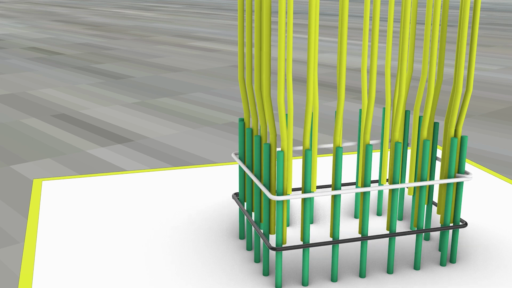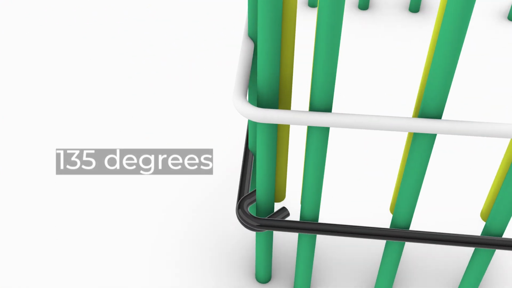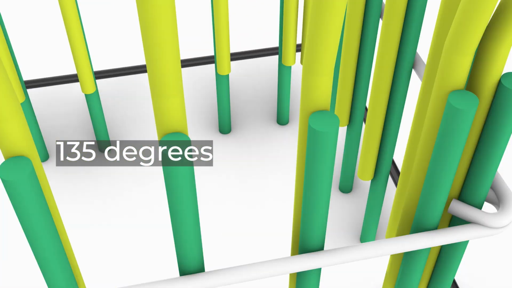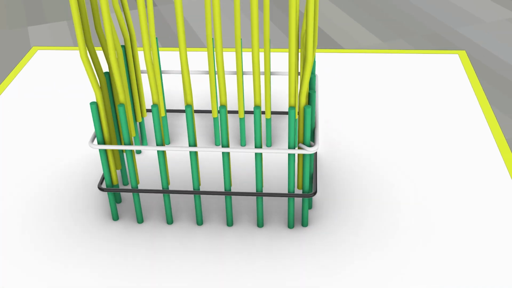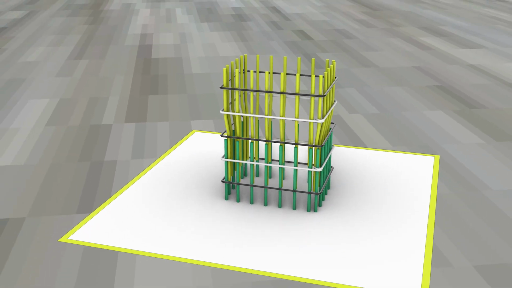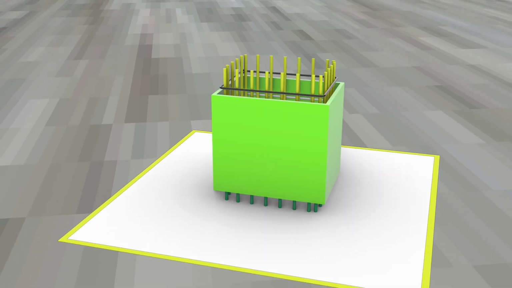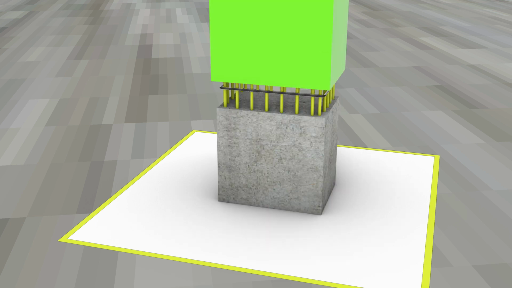To restrain the vertical rebars, tie bars are used. Their ends must be bent to a 135-degree hook, and they should be arranged in alternating directions to ensure uniform confinement and improve the structural members' ductility and load resistance.